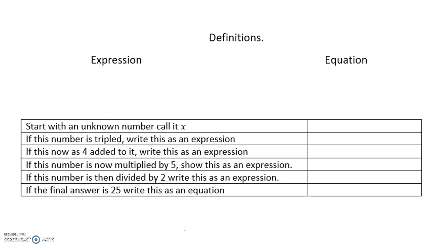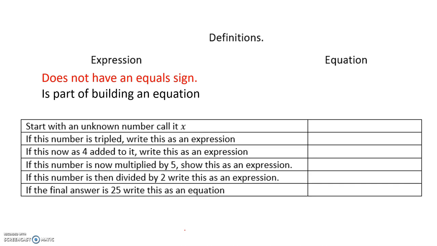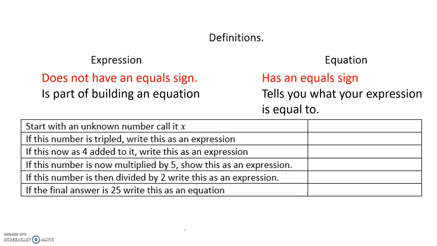A couple of things that we need to know as far as definitions go, what an expression is and what an equation is. The simple term is an expression does not have an equal sign. It's going to be part of an equation, which we're going to build up in a minute, and an equation has an equal sign. So for now, if we remember, expressions do not have equal signs and equations do have equal signs. That's quite a fine part to start with.